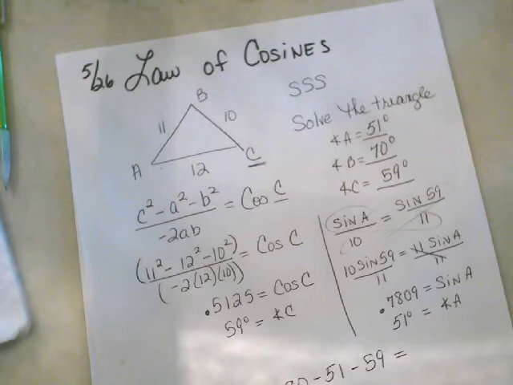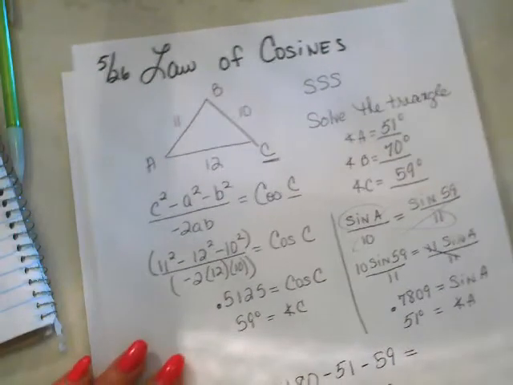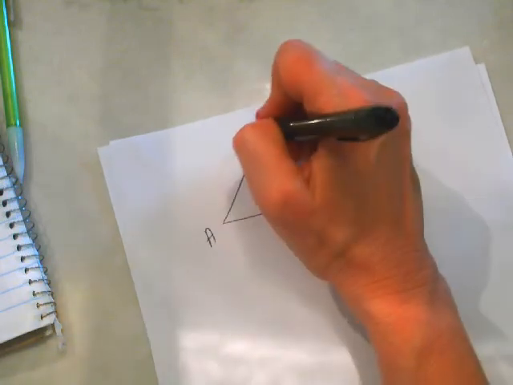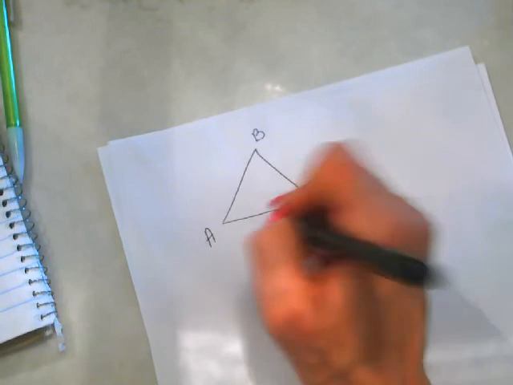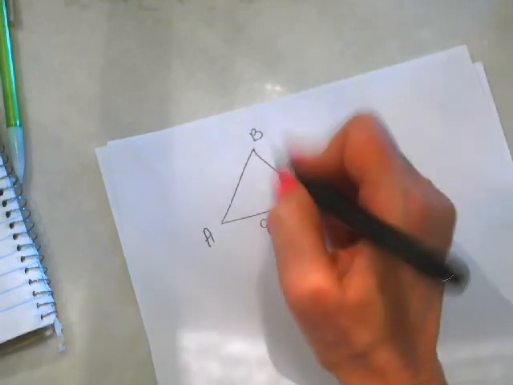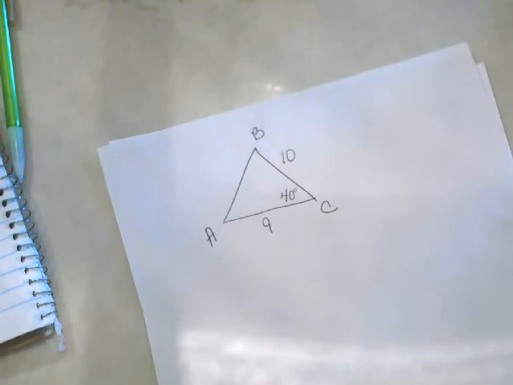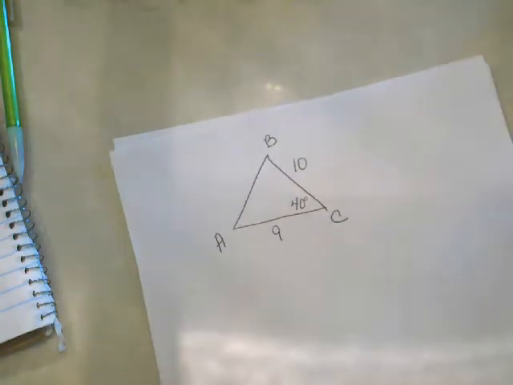All right, that's a situation when you have side, side, side. There's going to be another situation where you're going to solve for the side. So I want to show you that one. Let's say you're given a triangle that is not right. Yeah, I'm trying to say it's wrong. All right, this side is 9, this angle is 40 degrees, and this side is 10.